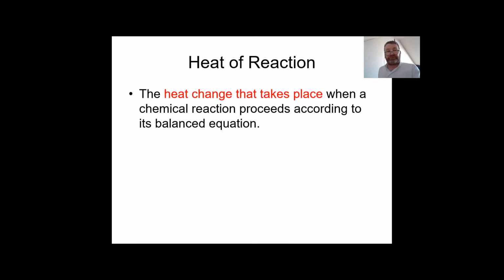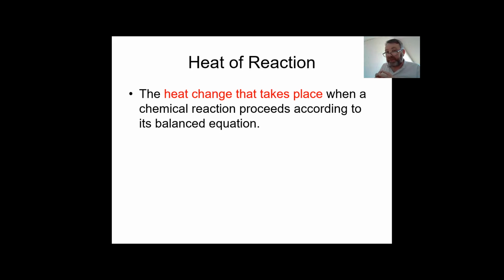So what's the heat of reaction? The heat of reaction is the heat change that takes place when a chemical reaction proceeds according to its balanced equation. Now, if we go back to the beginning of fifth year, one of the things that we did early on was look at how chemical equations must always obey the law of conservation of mass. Whatever number of atoms you have in the beginning, that is the number of atoms you must have at the end. I.e., whatever mass of reactants you have at the beginning, you must also have that mass of products at the end.